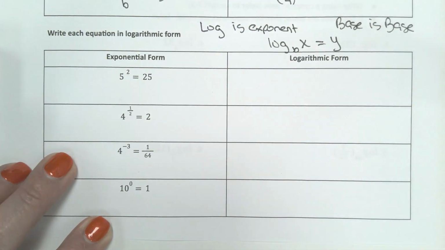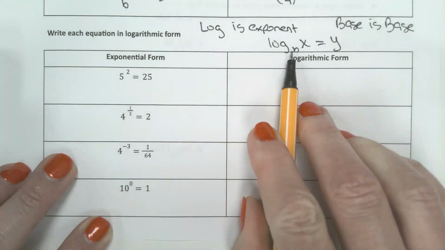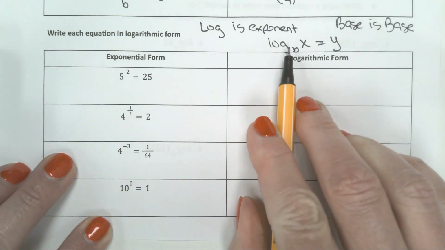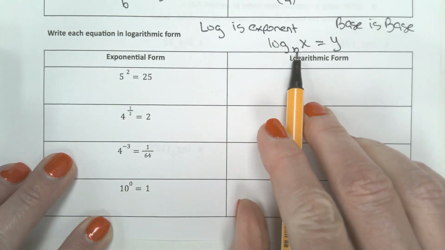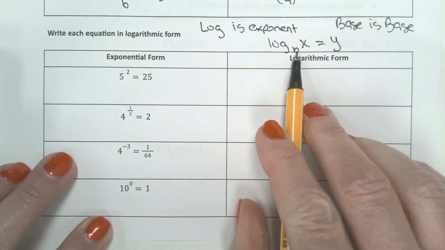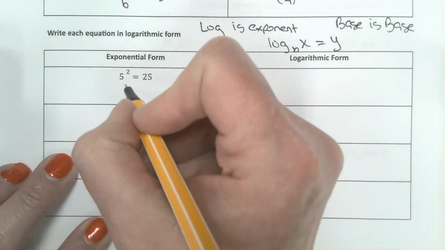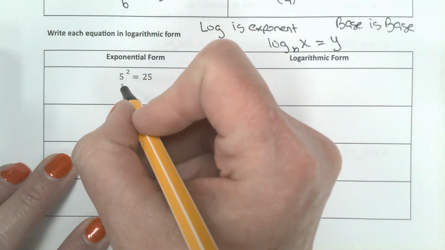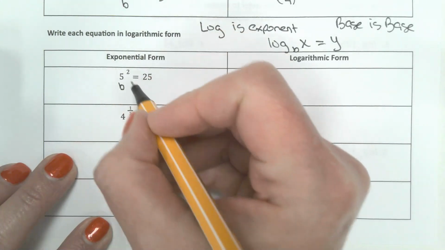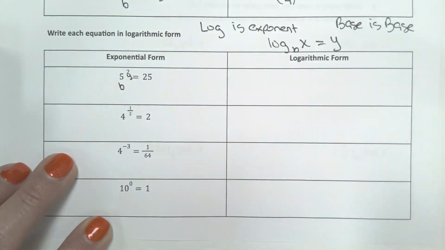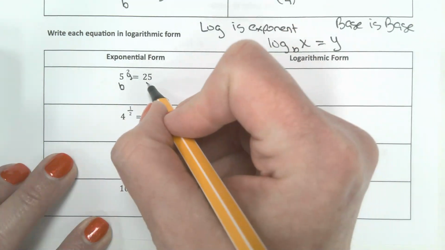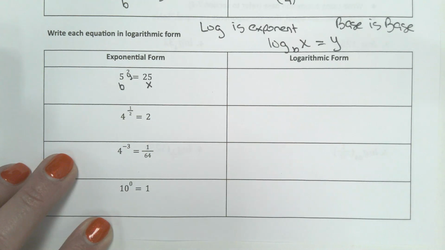And the base is the base. So this b here in the log, you read that as log base b. So that is always your base. And our x and y are just going to switch. So I have 5 is my b, 2 is my y, and 25 is my x.